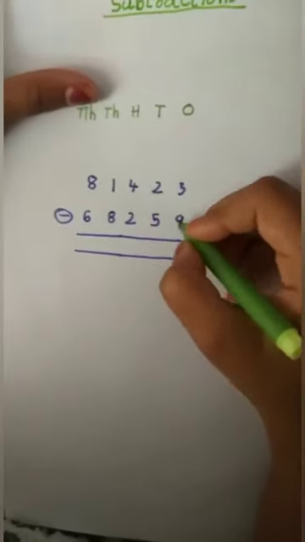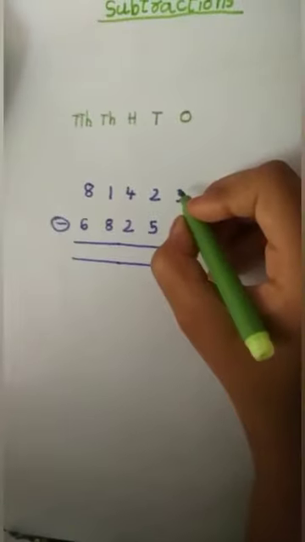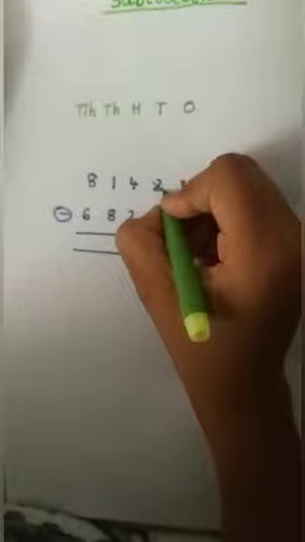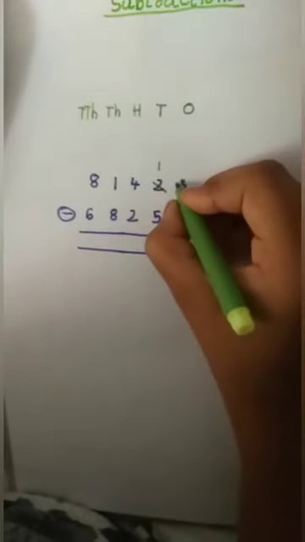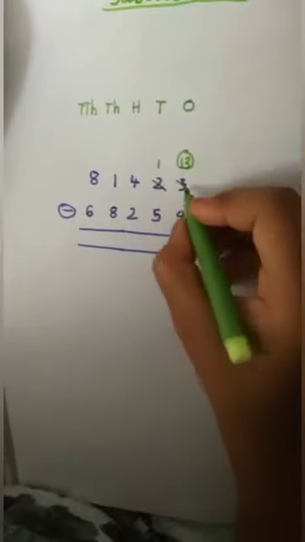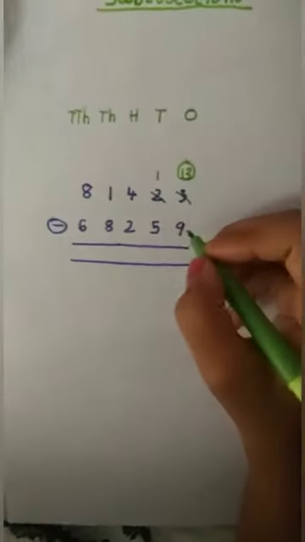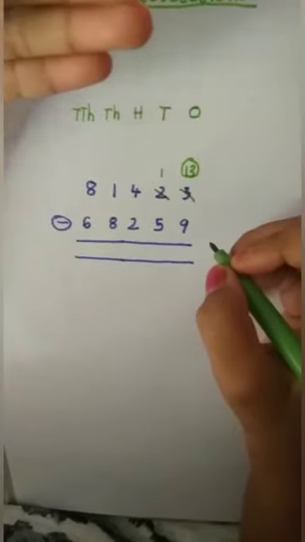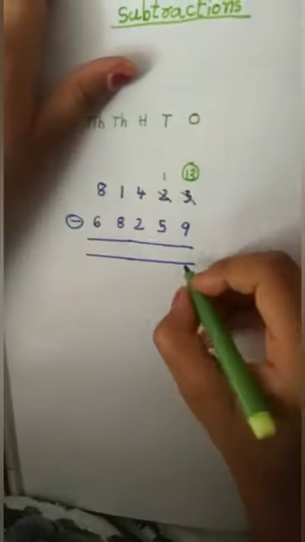Come to the ones place. 3 minus 9 is not possible. That's why we have to take borrowing. 2 will become 1, and 3 will become 13. 13 minus 9: 9 after 10, 11, 12, 13. The answer is 4.